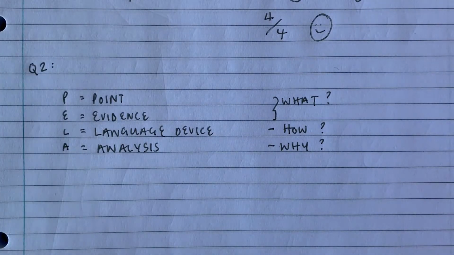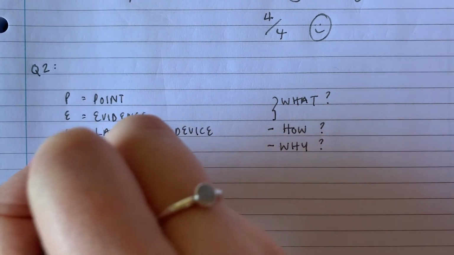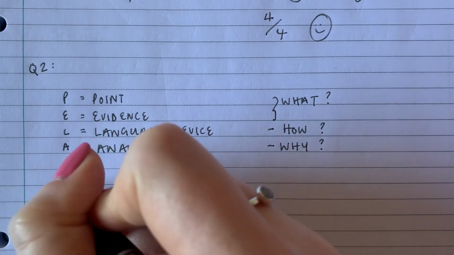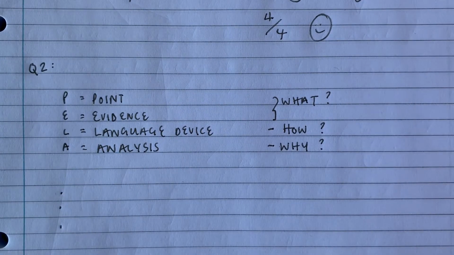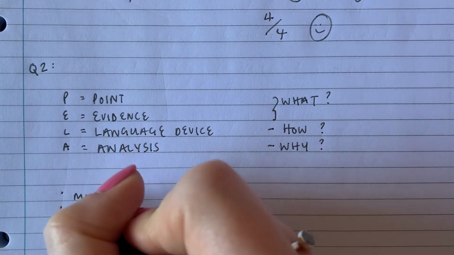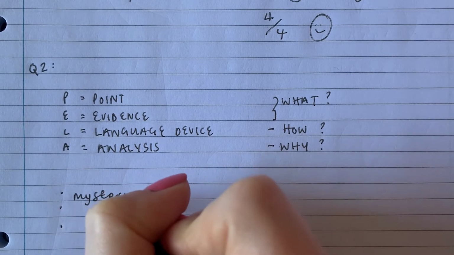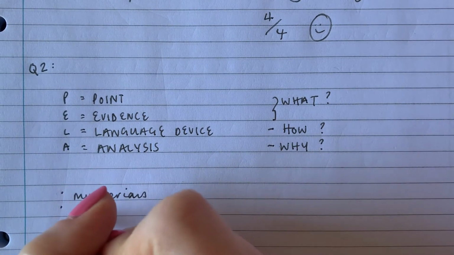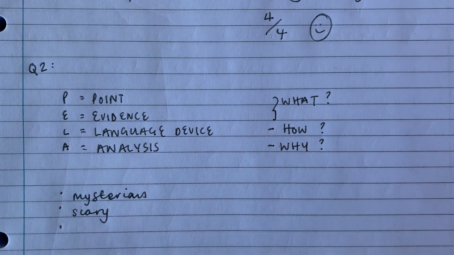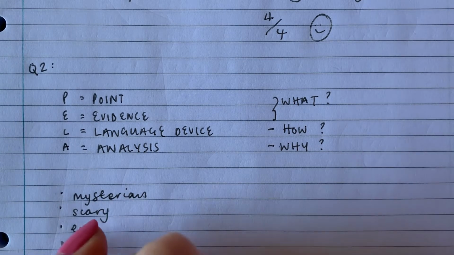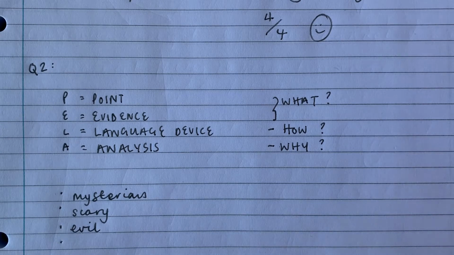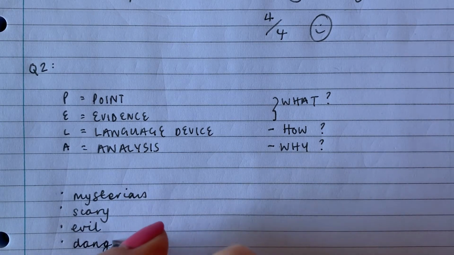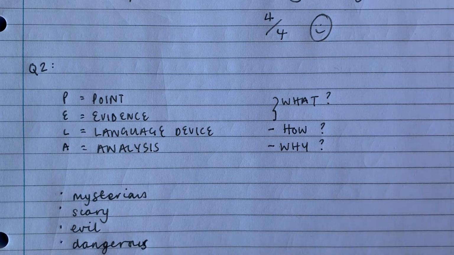Okay, well, I think we could probably come up with some really interesting adjectives here to describe the garden. So if you were asked just to describe the garden, you might think of a few different ways of answering that. I'm thinking that it's actually quite a mysterious place. It's mysterious. It's quite scary. Okay. It's evil. You could even describe it as dangerous, potentially. It's dangerous.